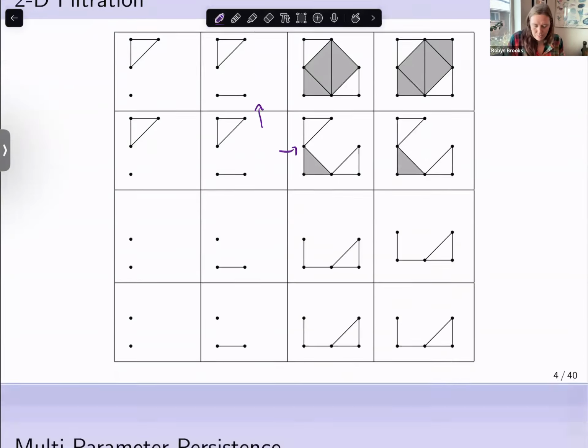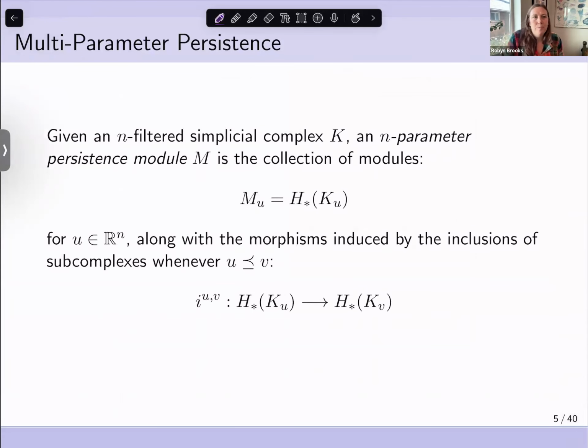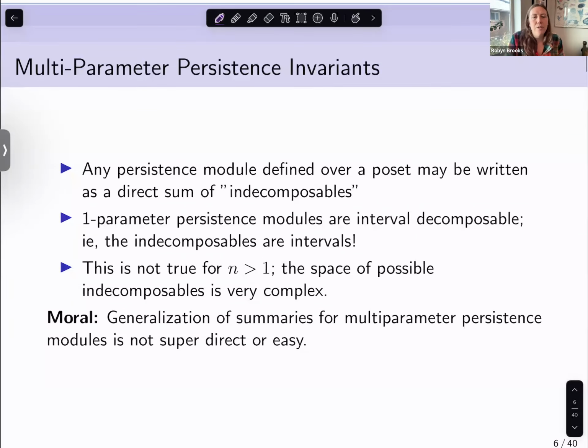Next, we apply homology and we get a multi-parameter persistence module, right? Our inclusions in the filtration become morphisms between homology groups at comparable parameter values. And then finally, we look at the last step of that pipeline. This is the first place where the pipeline changes from the 1D case, for the following reason.